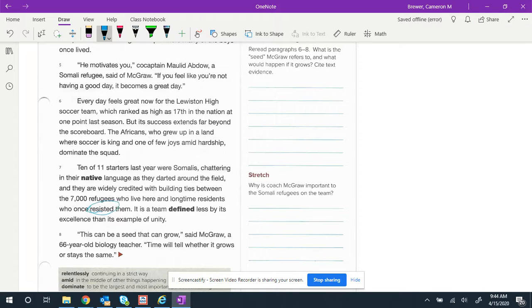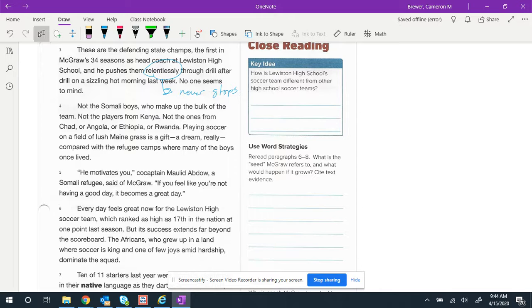Okay, it's a really important word, resisted. You guys know what resist means. It means to try and halt or stop something from happening. Okay, that's what resist is, to fight back. So these people at first were not okay with all these refugees coming. Okay, it is a team defined less by its excellence than its example of unity. "This can be a seed that can grow," said McGrath, a 66-year-old biology teacher. "Time will tell whether it grows or stays the same."